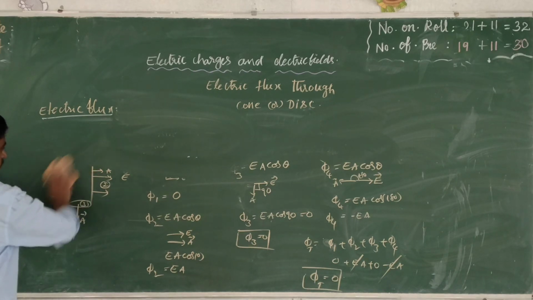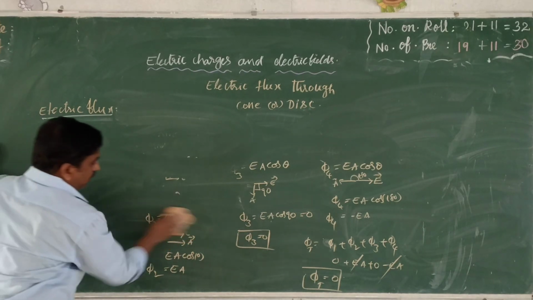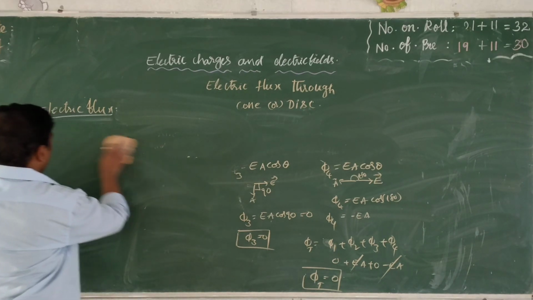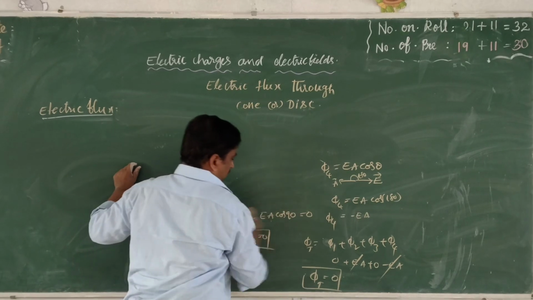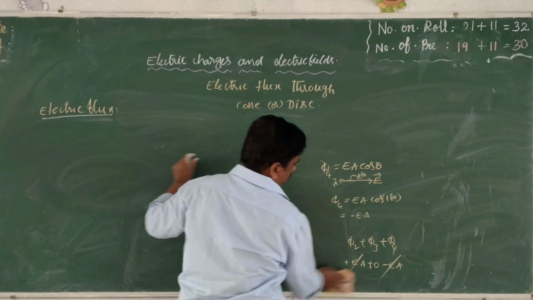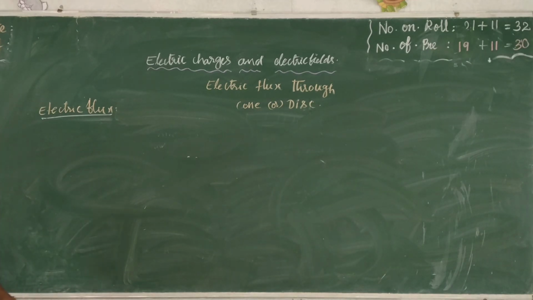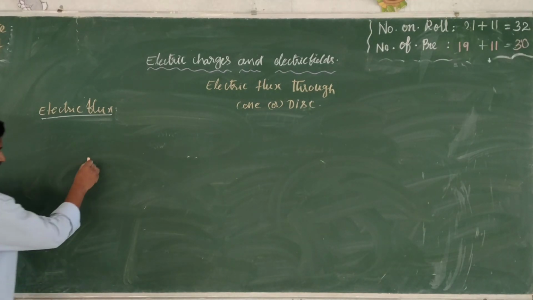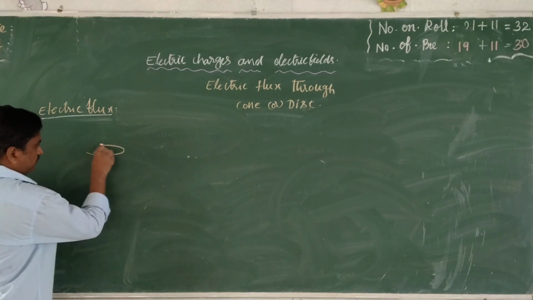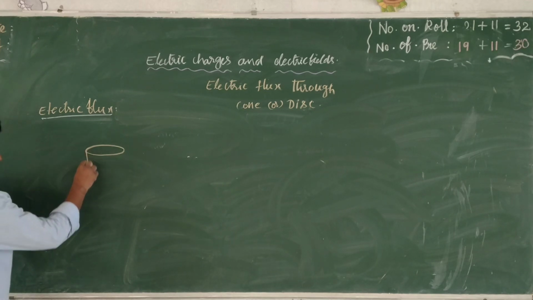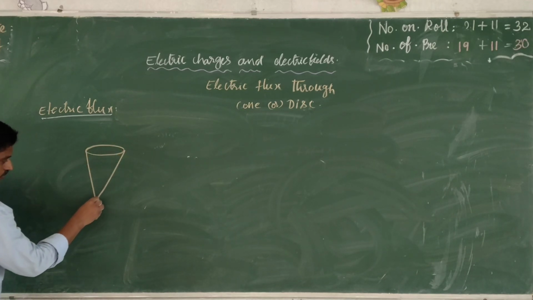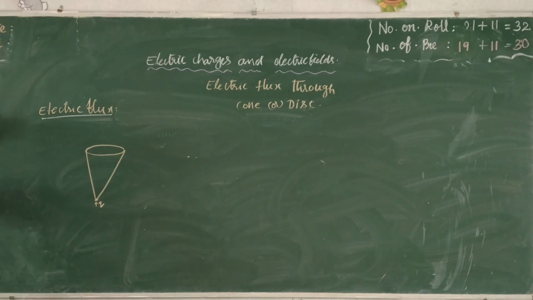Now we discuss what the flux through a cone or disc is. That is important here. That is our main concept actually. We can take, for example, a cone. This is the cone, and this is the vertex. At the vertex we can place a plus q charge.